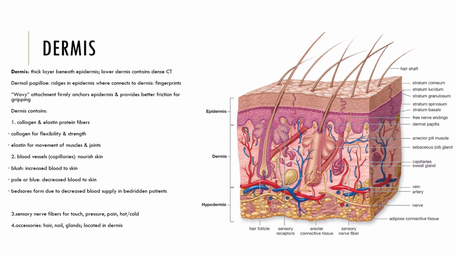Next, we have the reticular layer. This is the deeper portion of the dermis. It's made of dense, irregular connective tissue. It contains larger blood vessels, sweat glands, sebaceous glands, and deep pressure receptors. The dermal layer also contains collagen fibers for strength and elastin fibers for flexibility.